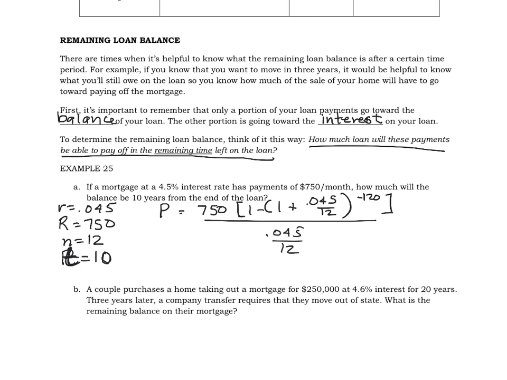divided by 12. Okay, and if you do not have the fraction bar on your calculator, you need a parentheses here and here. So we should get $72,366.99.